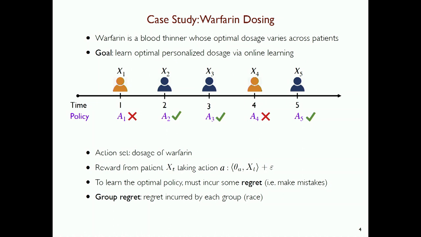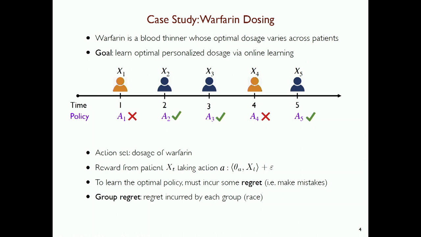So think of it as follows. You have a patient that gets enrolled in the trial. Let's say that patient is that first person over there. That patient has a whole bunch of information, things about the patient, their medical history, what have you. Let's call that X1. And then you have this platform trial running. It's running a quote-unquote bandit. Think of it as some experimental algorithm. It chooses, in this case, a dosage of warfarin for this particular patient.